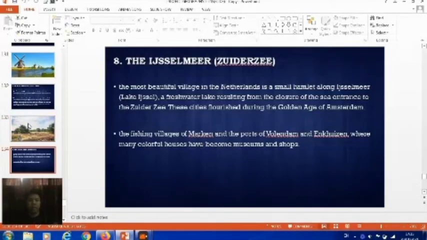Dan seterusnya adalah the handsome village of Zuidersee, iaitu the most beautiful village in the Netherlands. It's a small hamlet along Lake Ijsselmeer, the freshwater lake reserved from the closing of the sea entrance to the Zuiderzee. The city flourished during the Golden Age and the Middle Ages. The first village market and sport foundation, and the location of many colorful houses, the beacon, the museum and the shop.